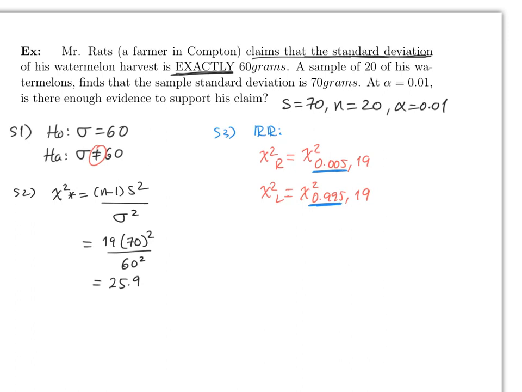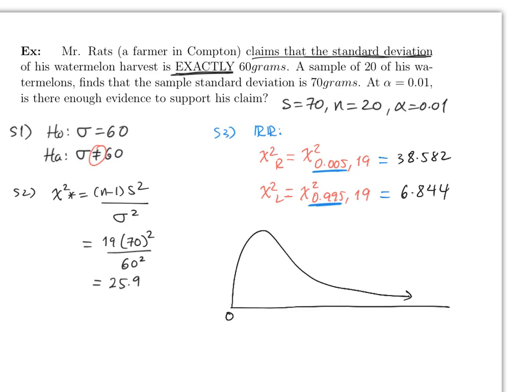Now, what are these values from the table? What is the first one? Just look at the chi-square table. 38.582. What about the next one? 6.844. All right, so then draw the rejection region. So you have 0, 6.844, and 38.582.